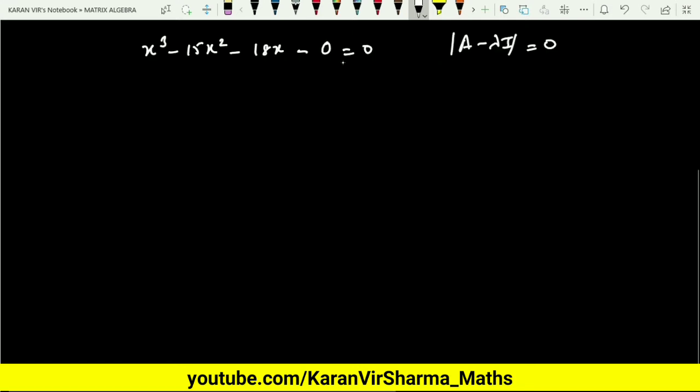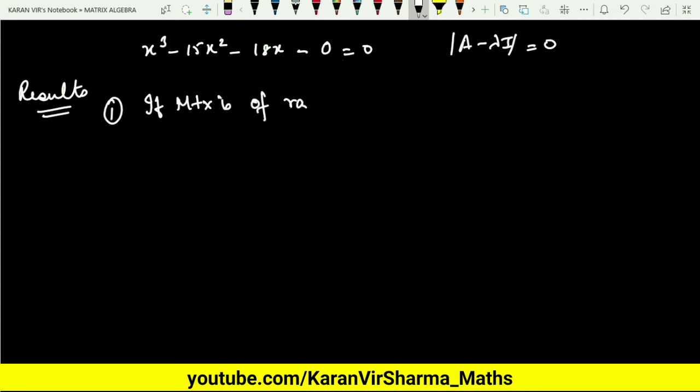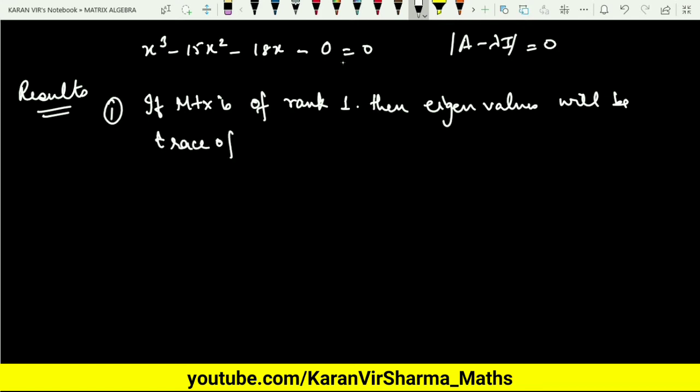Now let me write some results which we have already understood in yesterday's lecture, and then we'll practice a few more questions. The first result which you need to cram, or which you need to understand, is that if a matrix is of rank 1, then one eigenvalue will be the trace of A and all the rest of the eigenvalues will be 0.